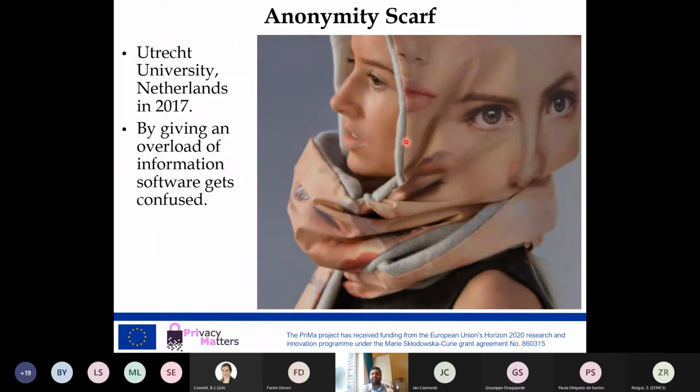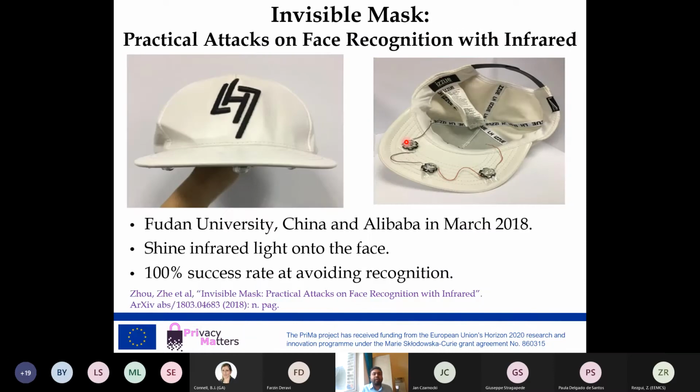This scarf, by wearing this scarf, has many printed faces. By giving the facial recognition systems lots of information to confuse them, people can protect themselves. And here you can see that people at Fudan University, China, have developed a cap with infrared lights. By using these infrared lights, they are also able to hide a person from a recognition camera.